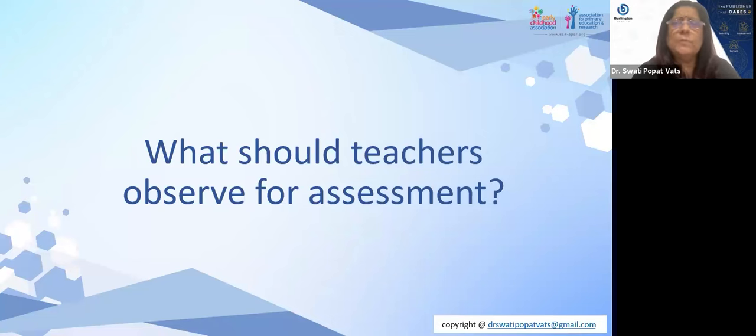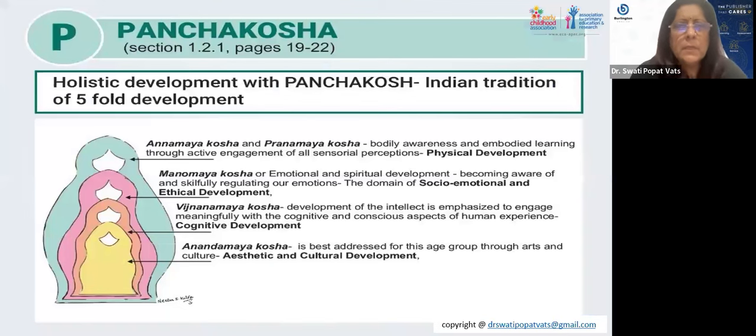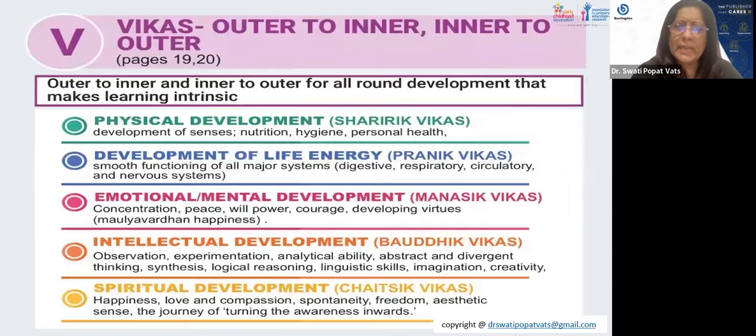So, what should teachers observe? Let's see the next slide. So, you will say, okay, let me use the Panchakosh and let me observe the physical development, the socio emotional. So, you will have to decide what are the parameters, what are the learning domains, what are the areas of development that you want to observe on. Number two, let's see the next slide. Or you can say that vikas is also progress, right? So sharirik vikas, pranik vikas, mansik vikas, bauddhik vikas, chaitsik vikas. Shall I make these my parameters for observation? Okay, so these are the ages and stages that I will observe them on. Let's see the next slide.